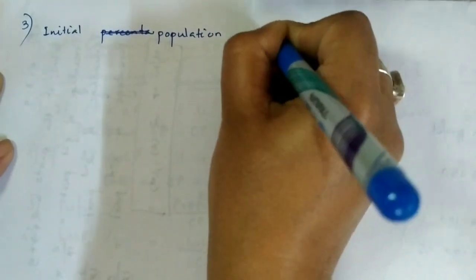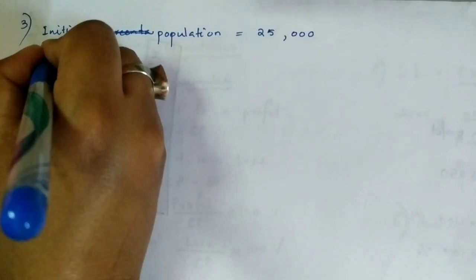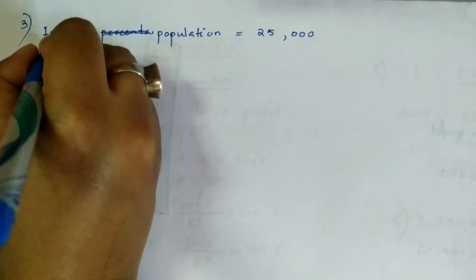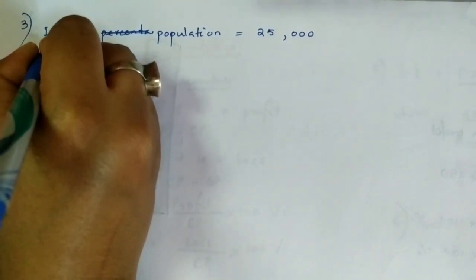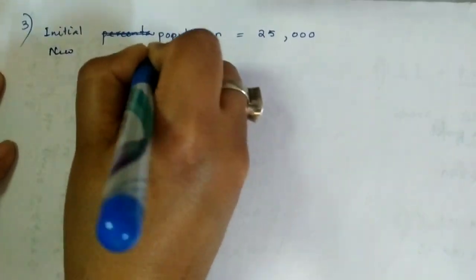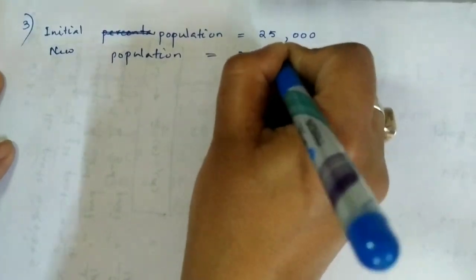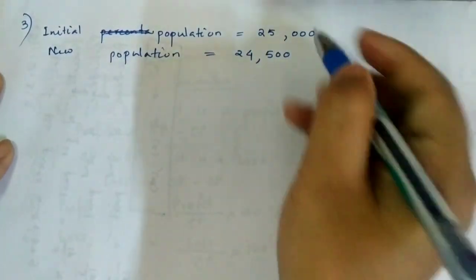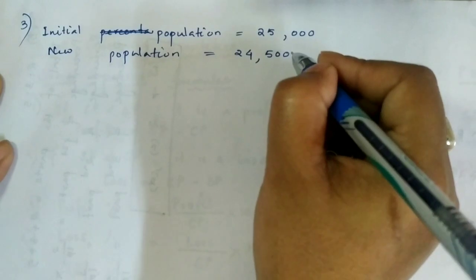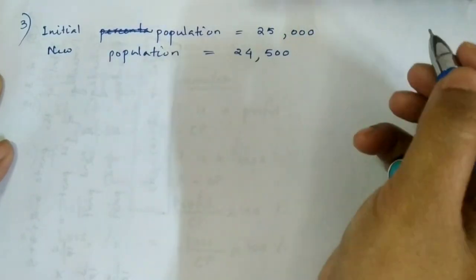was 25,000. Okay, then it decreased to, new population you can consider is 24,500. So you can clearly see that it has decreased. So you have to find out the decrease percentage.